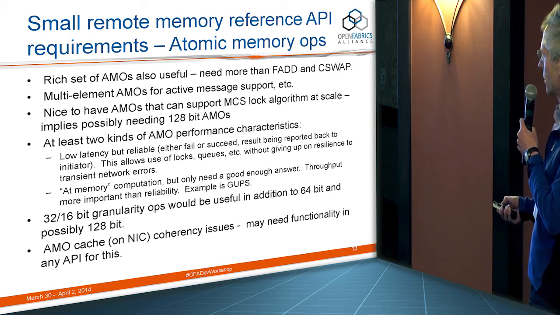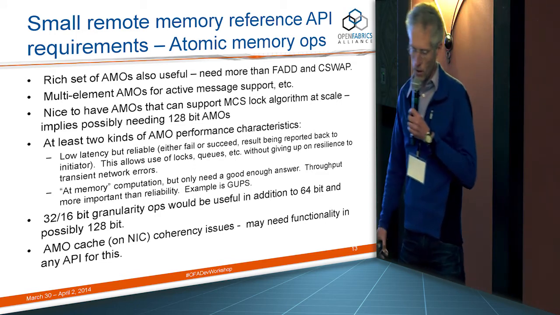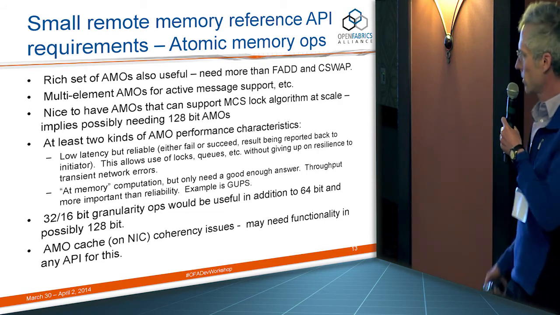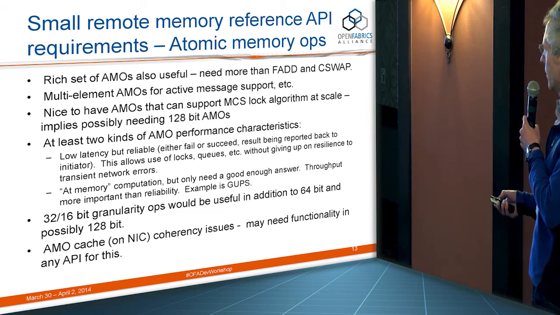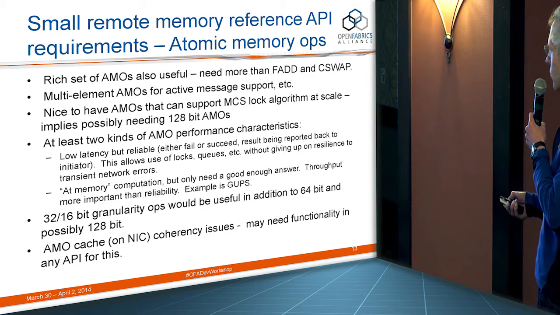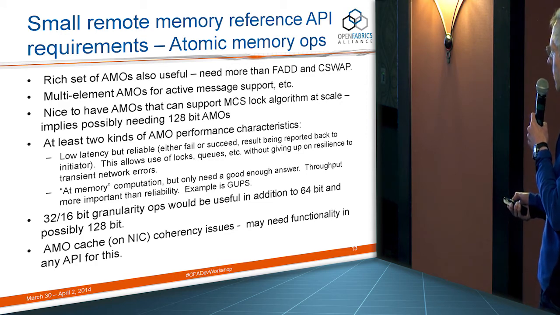There was also a discussion of the AMO cache coherency issues, particularly if you have an HCA that's separated from the host memory by PCI Express bus. It would be nice if there'd be hooks in the API to control the behavior of this cache if it's needed.